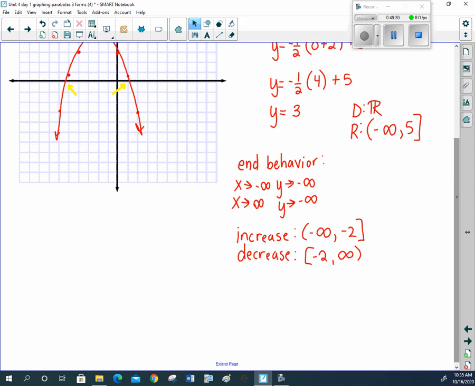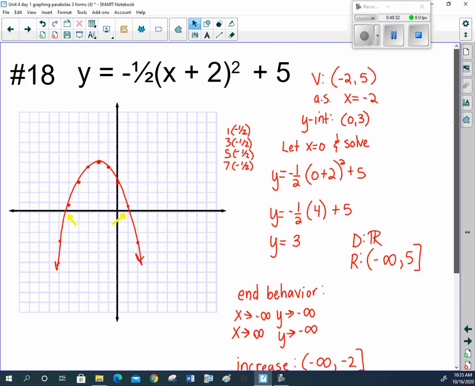Okay, that's what you're going to do in your homework. Follow the directions. It'll tell you exactly what it is you're supposed to find in the homework. All right, you're good to go.